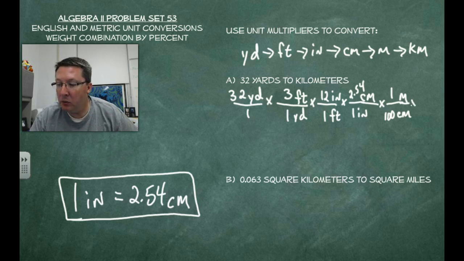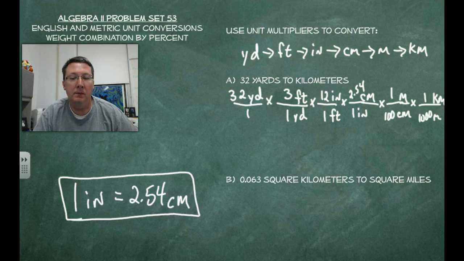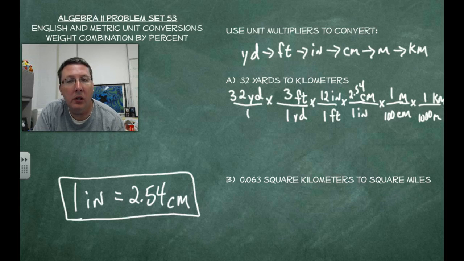And now that we have meters, we want meters to cancel, and we're going to go to kilometers, which was our finishing point. And kilometers are pretty big. 1 kilometer is equal to 1,000 meters. That right there is converting 32 yards to kilometers.